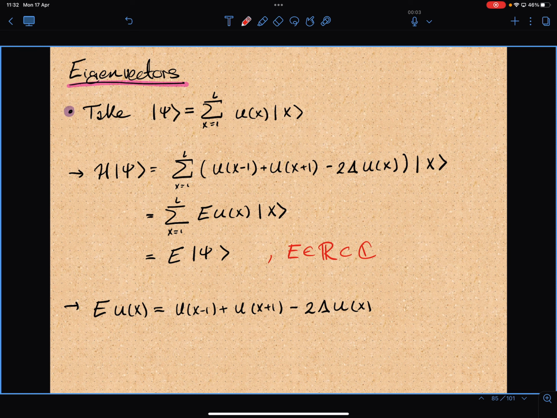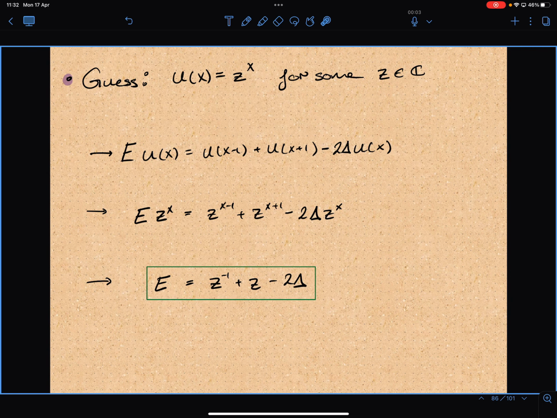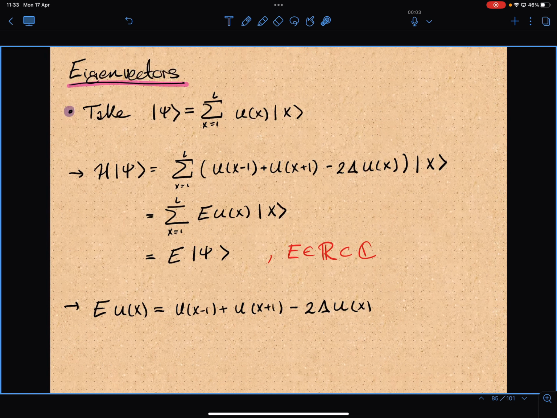So by looking at the action of H and trying to find eigenvectors, we have that the coefficients u of x have to satisfy this identity to be an eigenvector. And in here, the first step is to guess a solution for the coefficients. What we've done here is we established a difference equation. This is the discrete analog of a differential equation. So we're just solving a discrete differential equation.